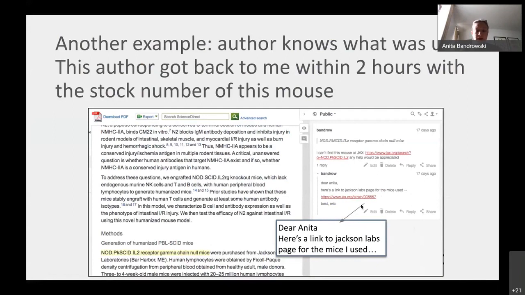And so for this particular paper, the author got back to me within a couple of hours just to let me know what the mouse is. And this means that there are good notes in these laboratories. It's not a problem of note taking, but it is a problem of actually putting this information into the paper.